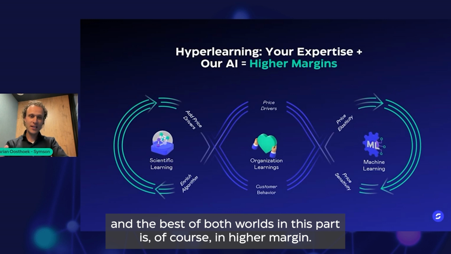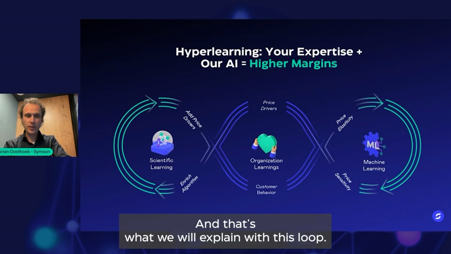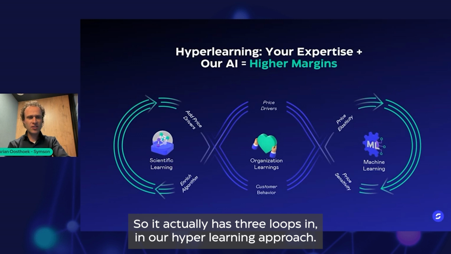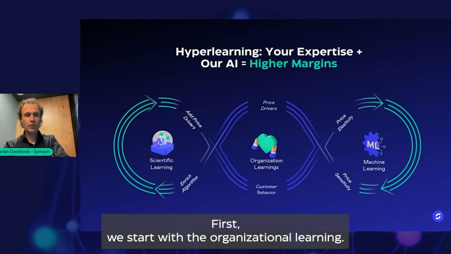And the best of both worlds in this part is, of course, a higher margin. And that's what we will explain with this loop. So it actually has three loops in our hyperlearning approach. First, we start with the organizational learning.